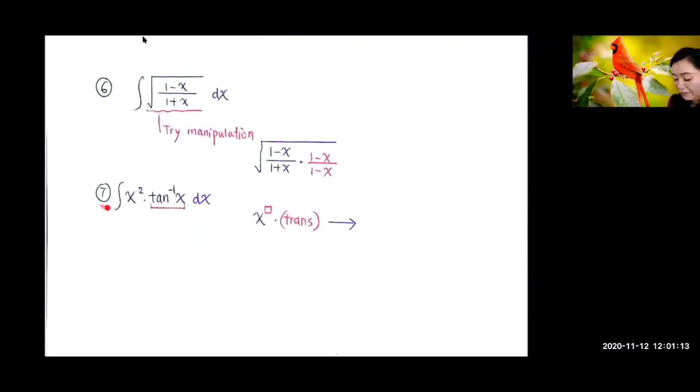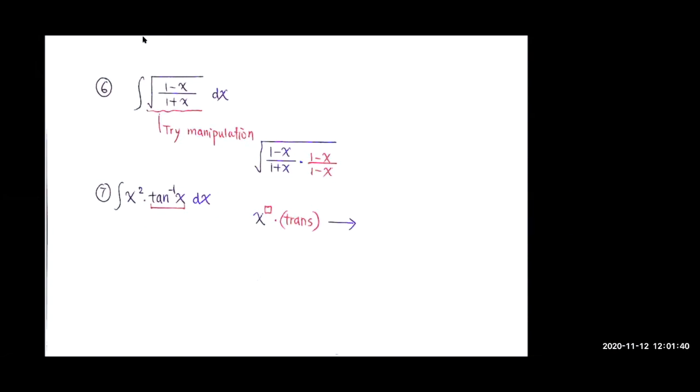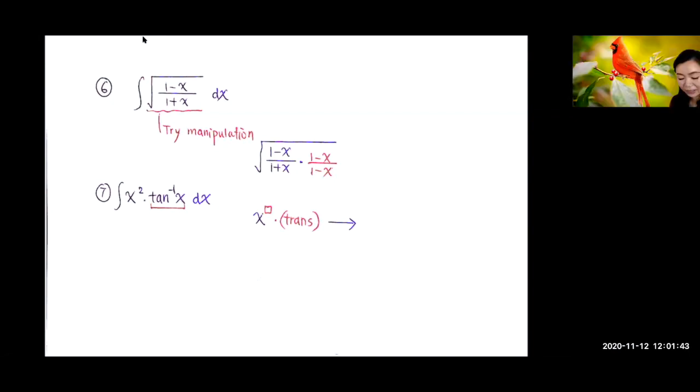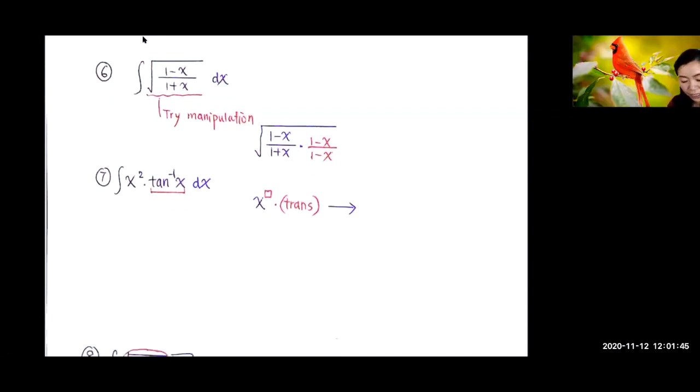Okay, what about number 7 over here? What do you think will be the first method of attack? By part, right? Yes, it is by part. Over here, you have x to some power times a transcendental function, so we use by part. And you're going to choose the u according to the order.